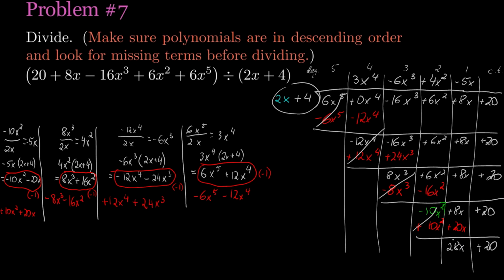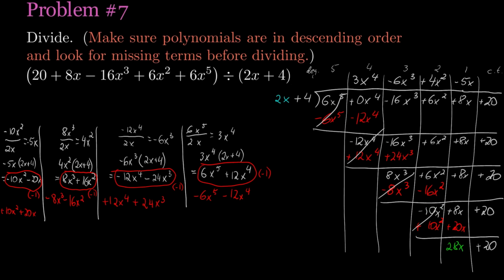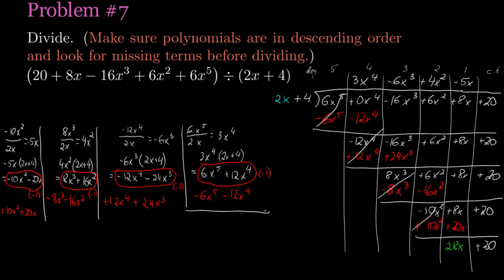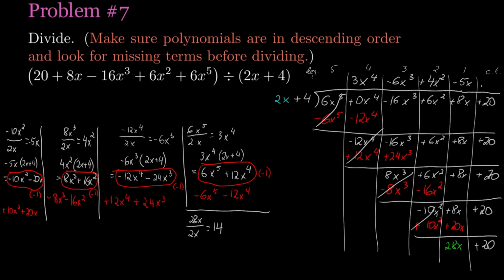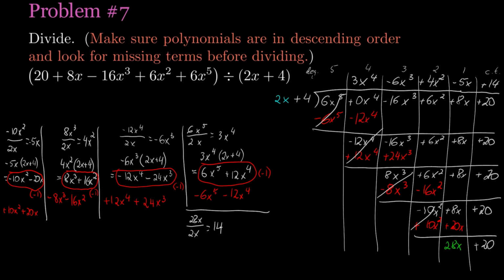The degree of that result is 1, which is still not less than 1, the degree of the divisor, so we have to perform another division step with 28x plus 20 as our new dividend, whose leading term is 28x, and is to be divided by 2x, the leading term of the divisor. 28 over 2 is 14. That's all that we get from this division. 14 is of degree 0 as a polynomial, so a constant term of our quotient.